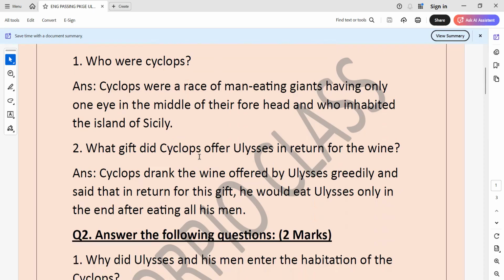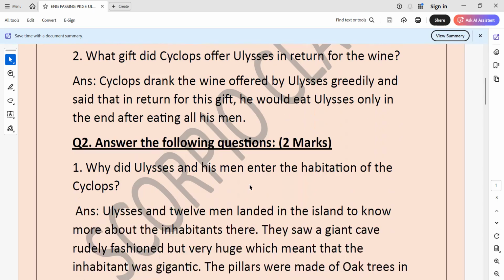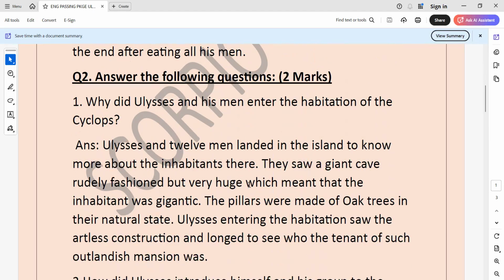Second question, what gift did Cyclops offer Ulysses in return for the wine? Answer, Cyclops drank the wine offered by Ulysses greedily and said that in return for this gift, he would eat Ulysses only in the end after eating all his men. Now moving to 2 mark questions from this chapter.